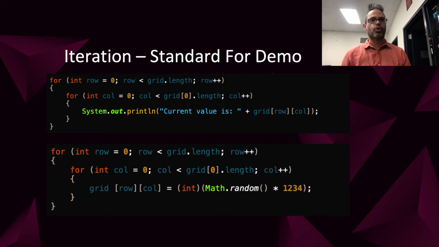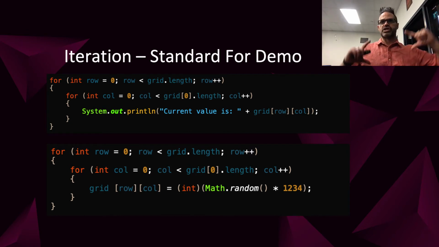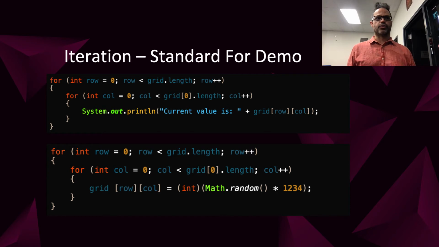Now these are both row major order examples. They're really quick and simple. For int row is equal to 0, row is less than grid.length, and row plus plus. Inside that we have our nested column because we're doing row major order, so columns next. For int col is equal to 0, col is less than grid sub 0 dot length, because again I'm guaranteed to have a rectangular array in everything I do in class. And so that grid sub 0 length is always valid for a rectangular array. And then col plus plus, and System.out.println passing it current value is, and then grid sub row sub col. So I'll get every value inside that array, the row column value of each.